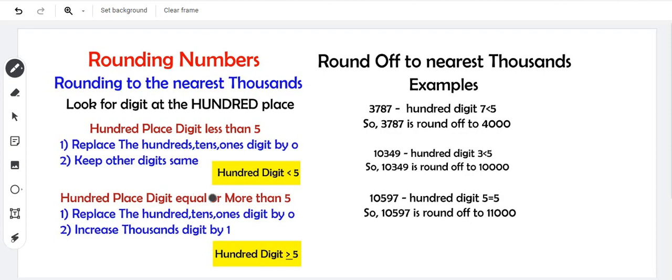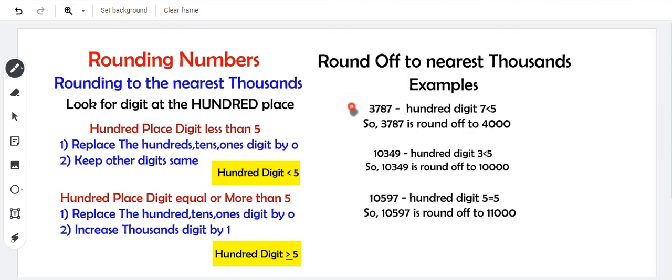Two conditions are there. First one is hundreds digit is smaller than 5. For this, we have two rules. First one is replace the hundreds, tens and ones digit by 0, and the second is keep other digits same. For the second condition, we have two rules. Replace the hundreds, tens and ones digit by 0 and increase the thousands digit by 1. Which digit? Thousands, because we are talking about nearest thousand. Okay, for that we are taking some examples.